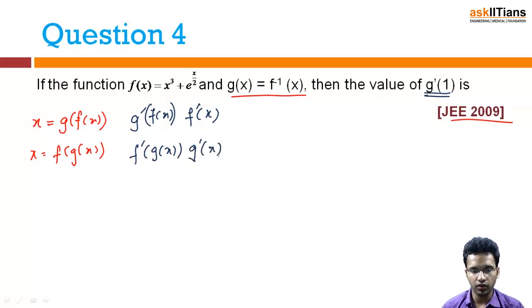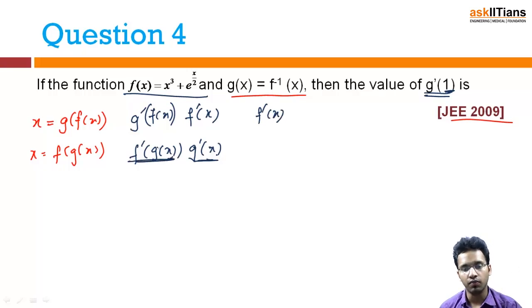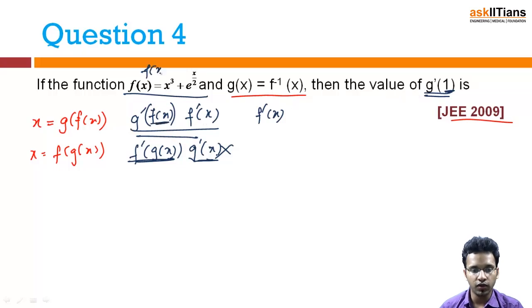So we are requiring g dash of 1. Obviously we will have f dash of x, but we can't calculate f dash of g x, because that will again be complex. So this one, where you have f dash of something, is eliminated. This one is selected. Why? Because for g dash of 1, we want f x to be equal to 1, so that we can get g dash of 1. As we can see clearly, if we put 0, it will be e raised to power 0, that will be 1. So at x equal to 0 we are getting our solution.